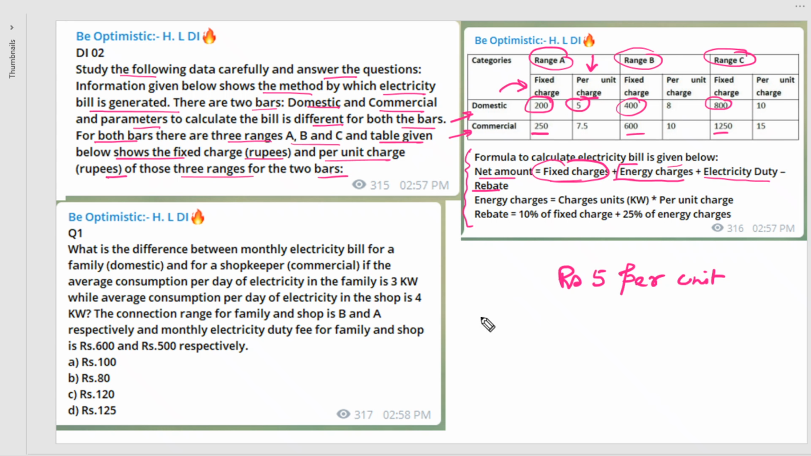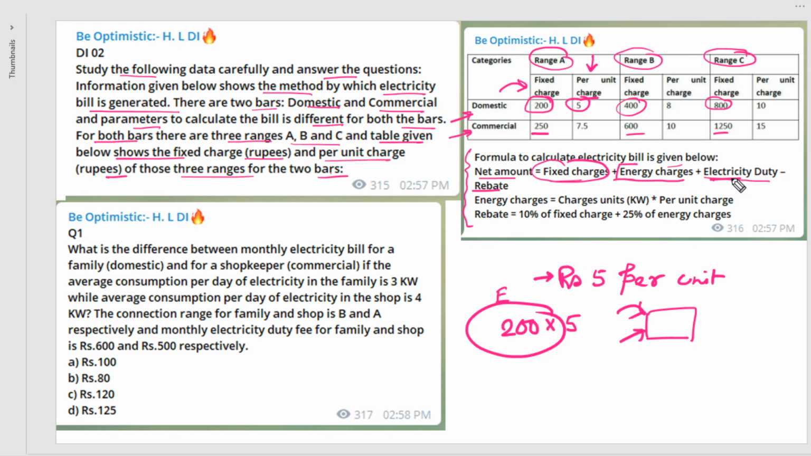For example, let's say in a month the total consumption of units in your home is 200, right? In the meter box you can see the difference between the previous reading and the present reading, and you can find that in this month your total consumption is 200 units. Okay, and for range A the per unit charge is rupees 5. So the total charge is 200 multiplied by 5. This is equal to the energy charge. Okay, so this is basically your energy charge.